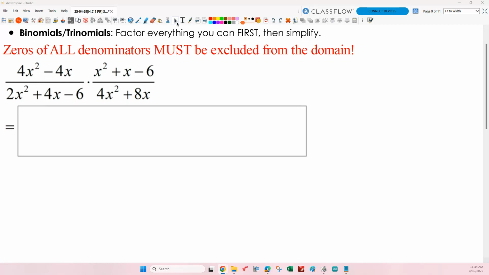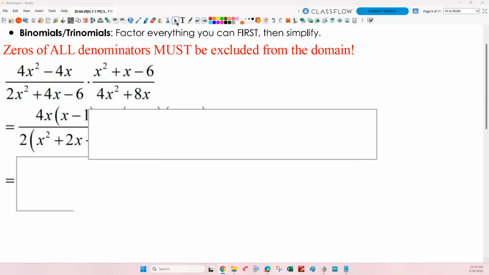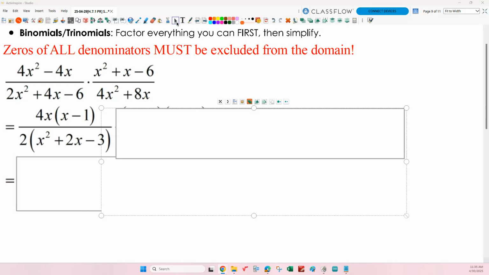What would we factor out? 4x. So then we'd get x minus 1. What about our denominator? What can we factor out? A 2. So then we're left with 2 times the quantity x squared plus 2x minus 3. What would we do with the top?